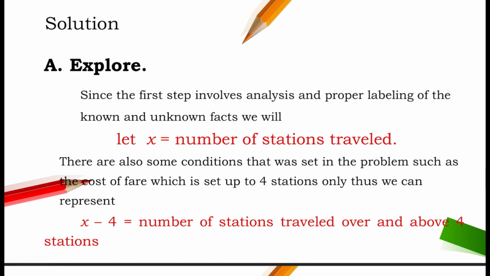Now, for the solution, A, let's explore. Since the first step involves analysis and proper labeling of the known and unknown facts, we will let x equal to the number of stations traveled. There are also some conditions that were set in the problem, such as the cost of fare, which is set up to 4 stations only. Thus, we can represent x minus 4 equal to the number of stations traveled over and above 4 stations.